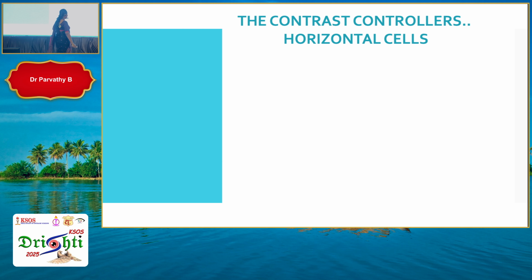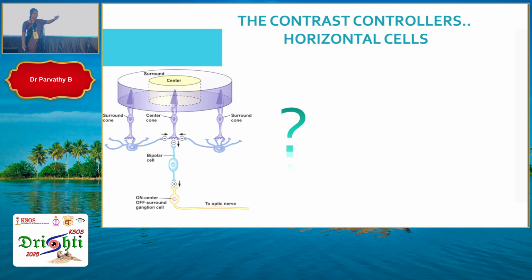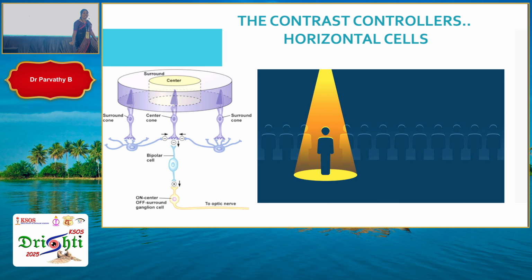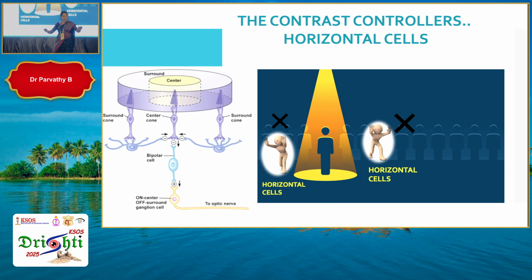Coming to the horizontals, they are the contrast controllers. Before that, can anybody tell me which phenomenon is shown in this picture? Anybody? Yeah, good. Lateral inhibition. Lateral inhibition is a clever process by which the horizontals sharpen the edges of the images, enhance the contrast and make the image stand out by inhibiting the impulse transmission across the bipolars on either side of the photoreceptor which is being stimulated by the light.